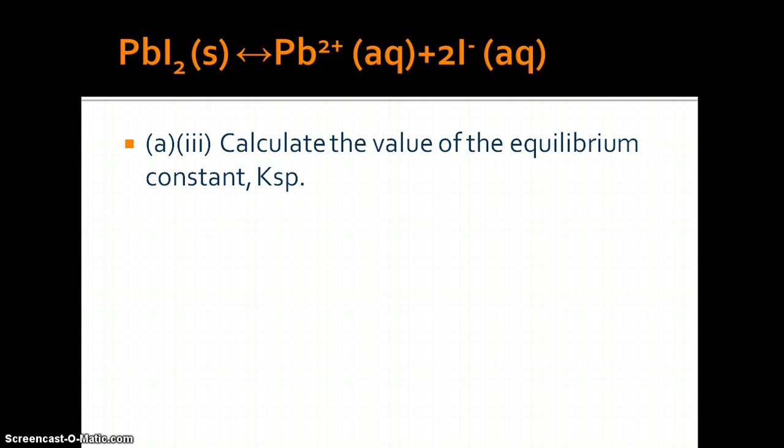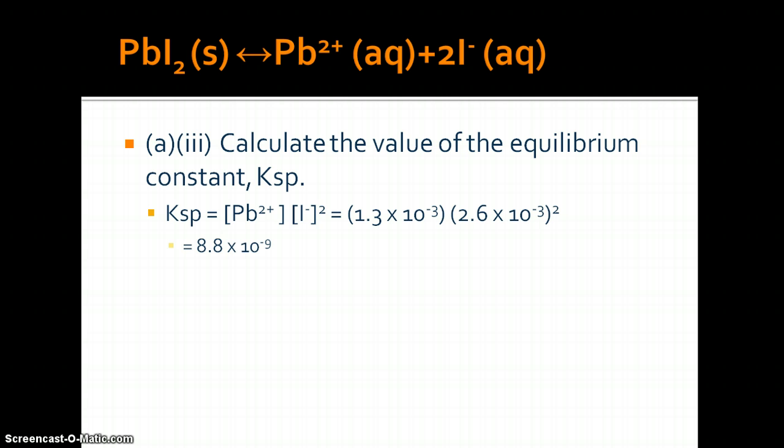A3. Calculate the value of the equilibrium constant, Ksp. So Ksp equals the molarity of Pb2+ times I- squared, which equals 1.3 times 10 to the negative third times 2.6 times 10 to the negative third squared, which is 8.8 times 10 to the negative ninth. We already found the Ksp expression in part A1, and then we found the numbers for the concentrations of Pb2+ and I- in part A2.